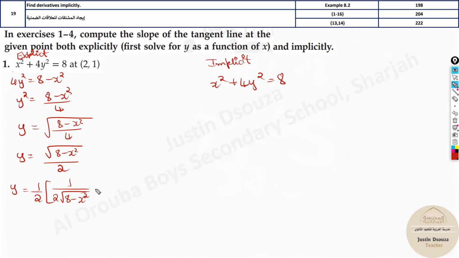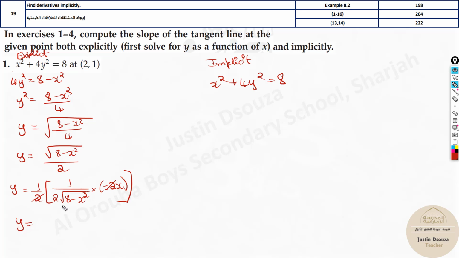x squared. But it's not over. There is a chain rule. What is this derivative? It will be minus 2x. The derivative of minus x squared is minus 2x. And we can simplify. See, this half cancels over here. Negative remains. Oh, there is one more half.